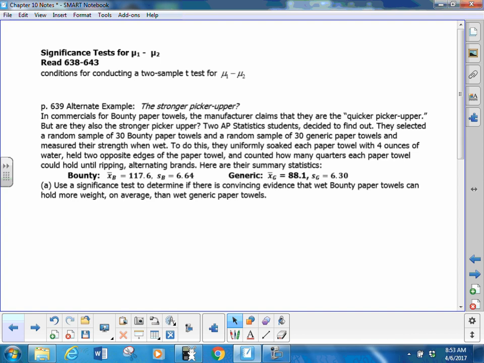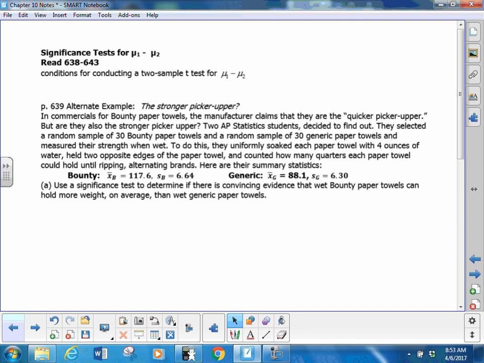We've done 2 sample proportions for confidence intervals, 2 sample proportions for tests. We've done 2 sample means for confidence intervals. Now we're going to do 2 sample means for a test. It follows the same pattern as what we did with the 1 sample. Okay, so now we're gonna do a 2-sample t-test. Our 2 samples have to do with paper towels.